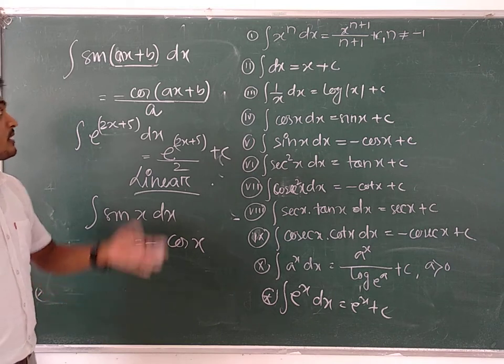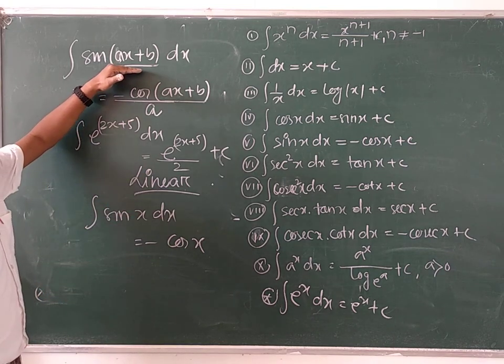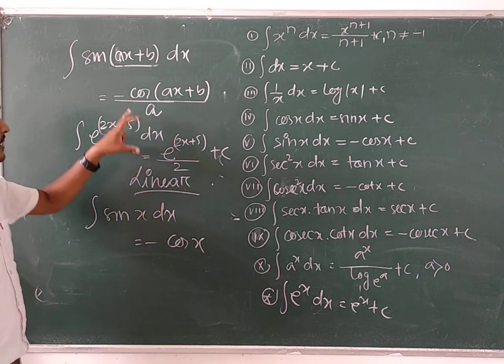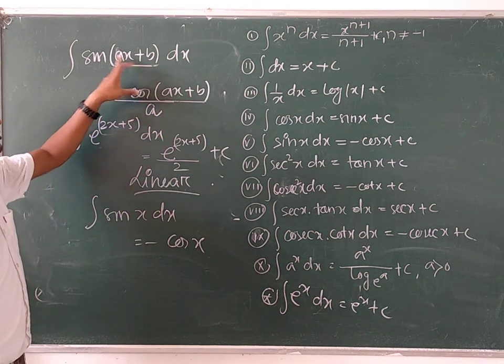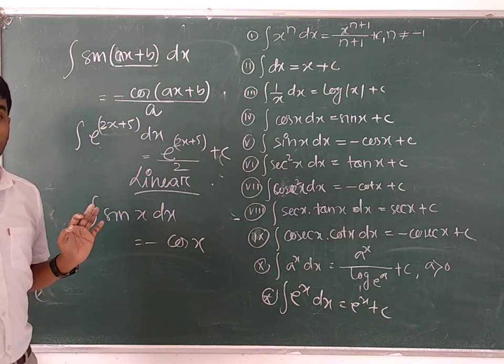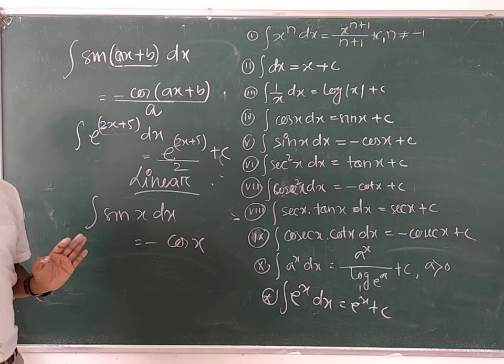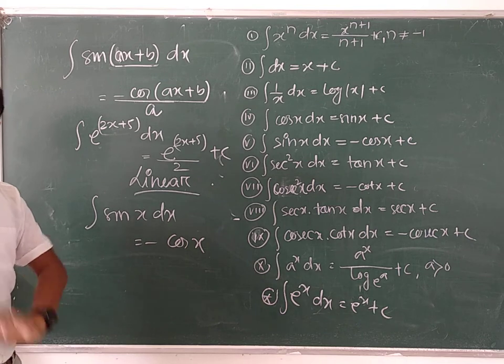Now, whenever in place of x a linear expression will be there, you can easily consider it as x, that x will be the formula, but you have to divide by the coefficient of x. Are you getting my point? I hope you are getting my point. So many questions you can easily answer.